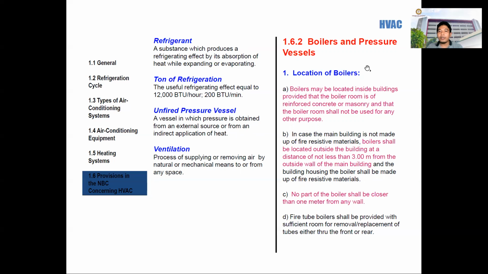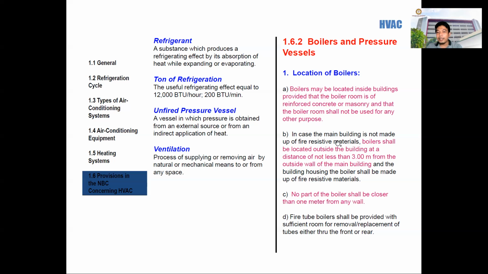So for the provisions of boiler and pressure vessels, first is the location of boilers. Boilers may be located inside the buildings provided that the boiler room is of reinforced concrete or masonry and that the boiler room shall not be used for any other purpose. So for that particular room, it should only be the boilers' location, or the boilers are placed in that particular room. No other purpose made for that room.